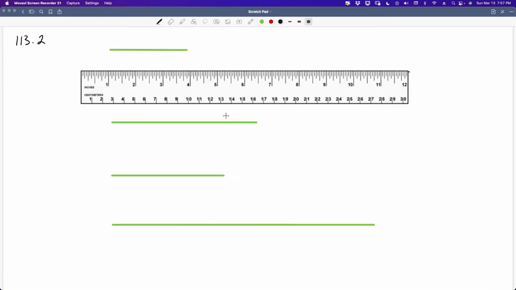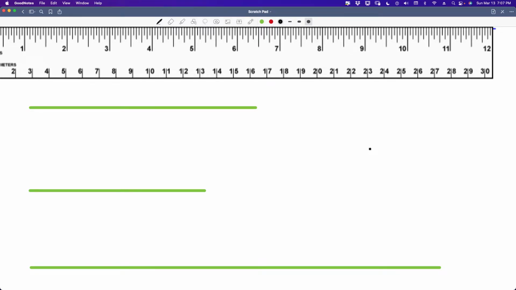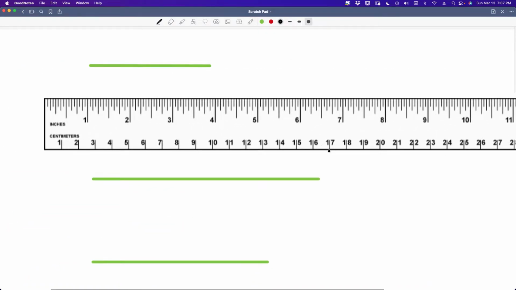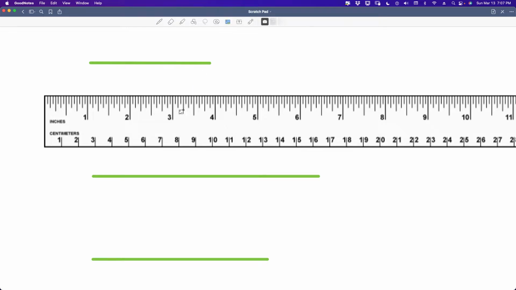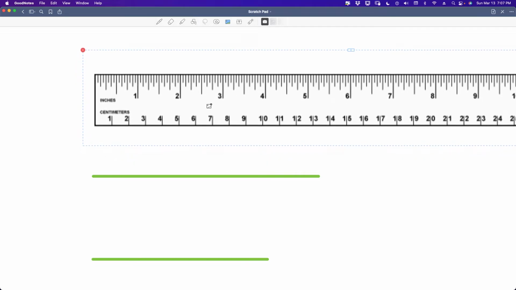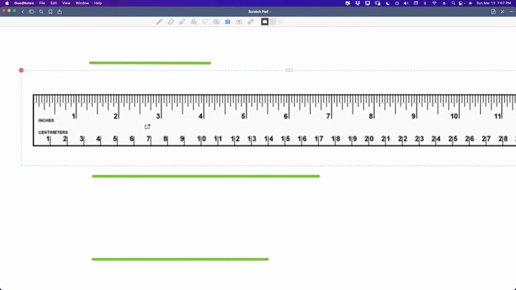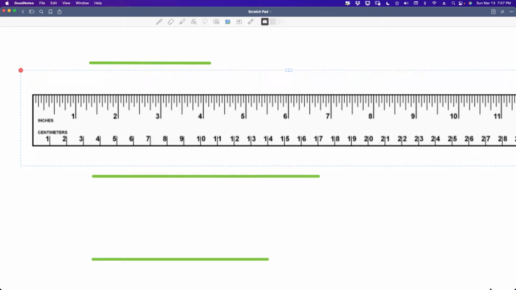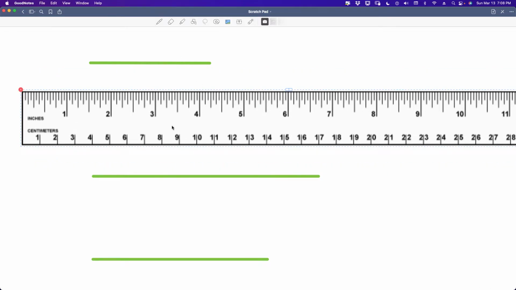All right, so in 113.2, we have a series of lines here, and we are going to measure them. So let's zoom in just a little bit so we can see a little better how this is going to work. All right, so I'm going to scroll down. And what I'm going to do is take this ruler, let me grab it. Hold on, there's a little bit of a background. Let me get rid of that background for us. All right, that's better.